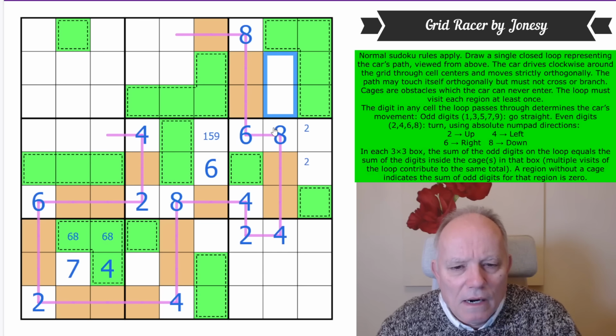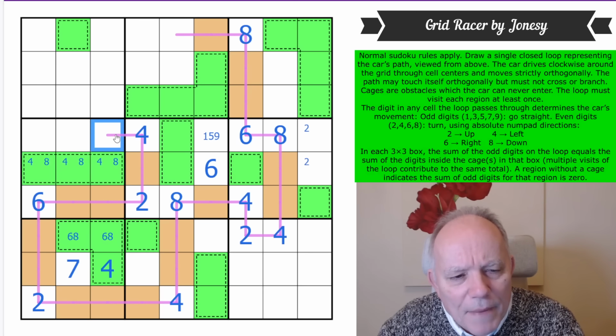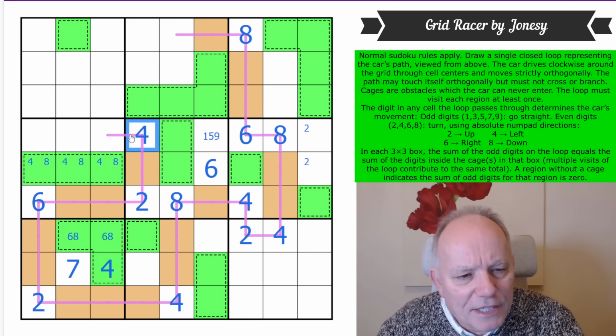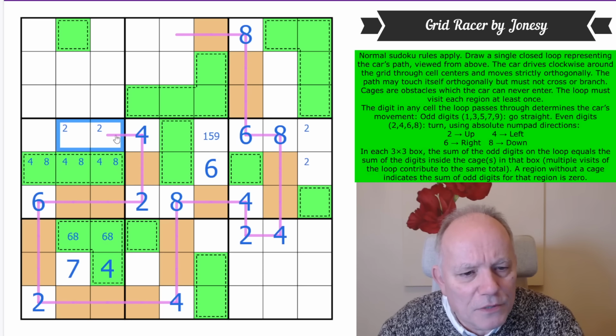Well, ooh. For it to have an even total, imagine that this was a 2 turning up. In fact, the only even digit that this can now hit is a 2 in one of these 2 cells. Oh, so we can't put a 2 in this cage because we've got to turn upwards from a 2 in this row for the track. So, brilliant. This cage is 4 plus 8 plus an odd number. So it's got an odd total.